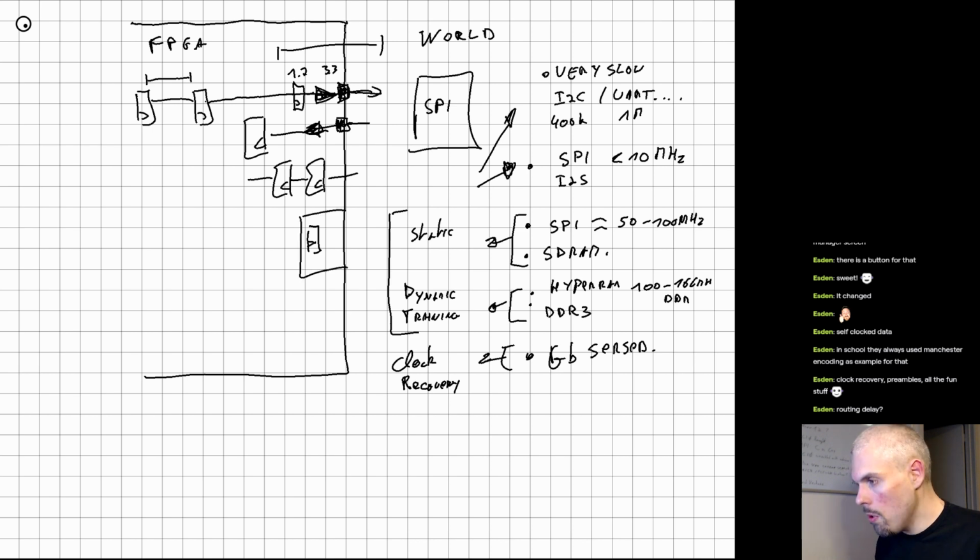Let me actually open the I/O block diagram of the iCE40. I think that would be useful.